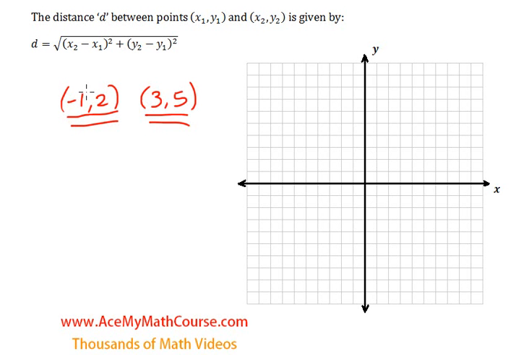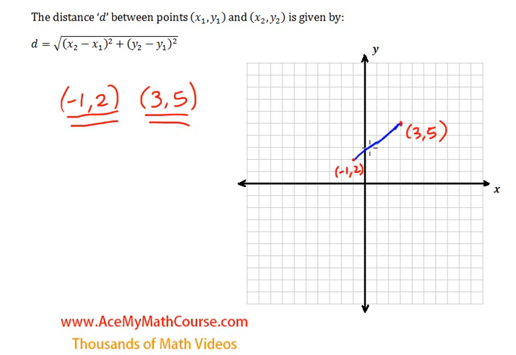Let's find the distance between points negative 1 comma 2 and 3 comma 5. So first let's plot these points. Negative 1 comma 2, we run before we jump, so 1 unit to the left, 2 units up from the origin. You can label the point as well, negative 1 comma 2, and 3 comma 5. So 1, 2, 3, 1, 2, 3, 4, 5. Great. So what we want to know is the distance between these 2 points.